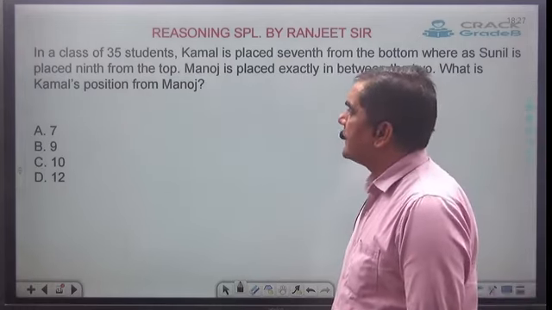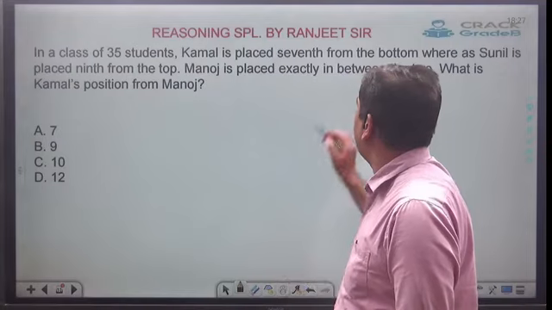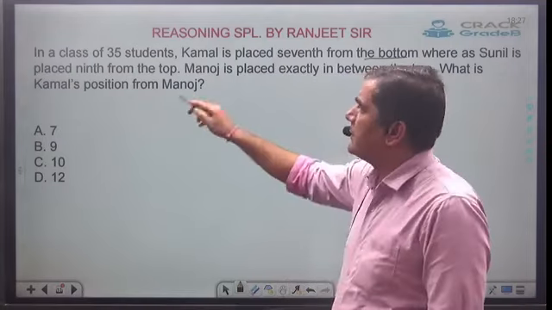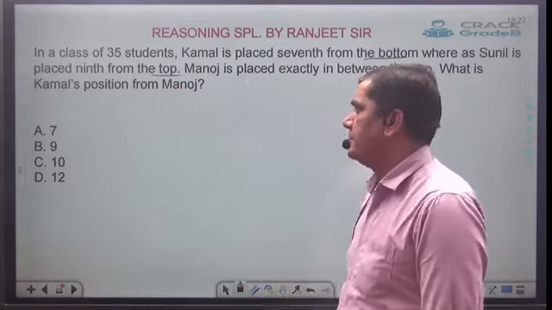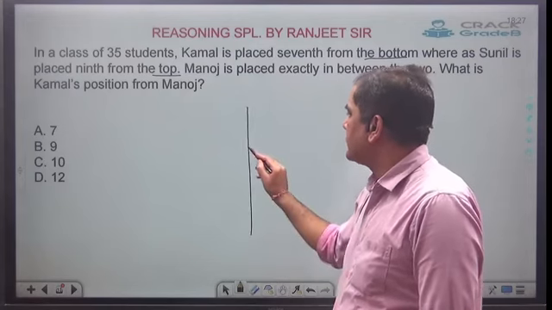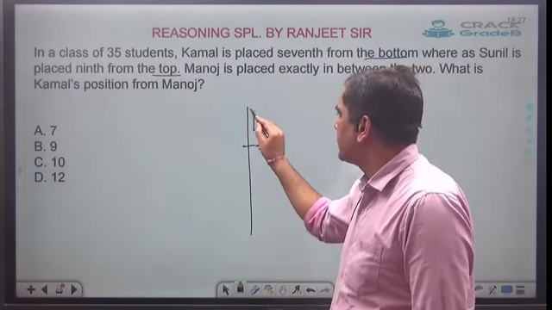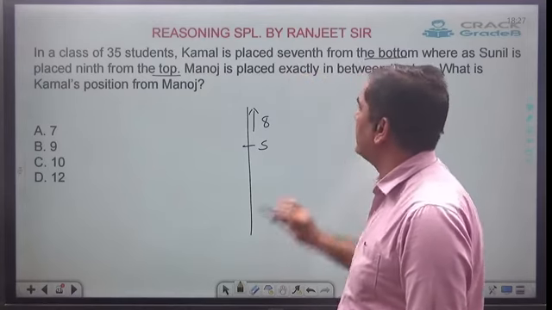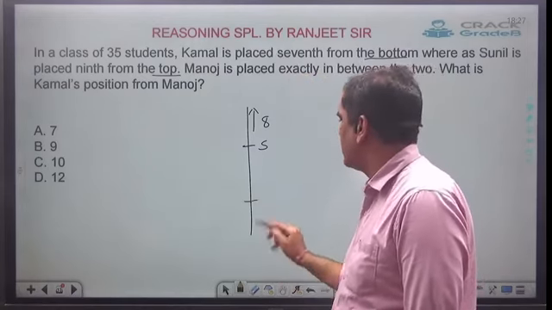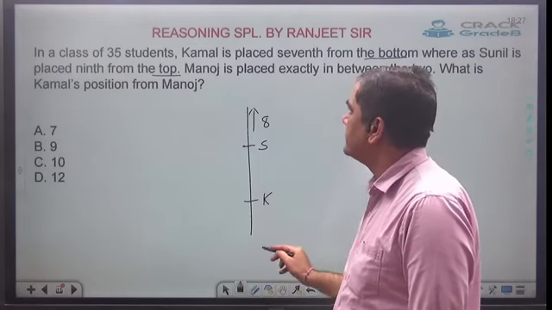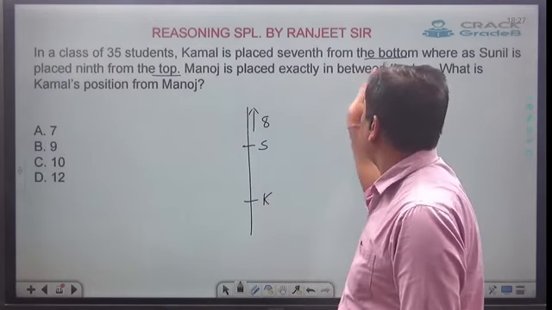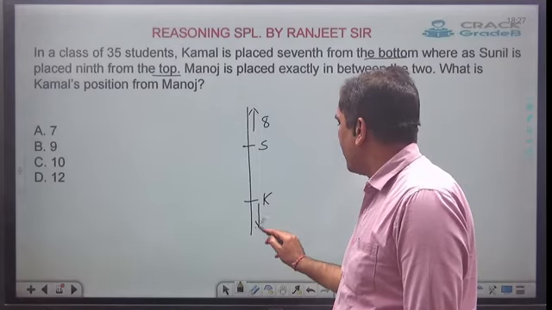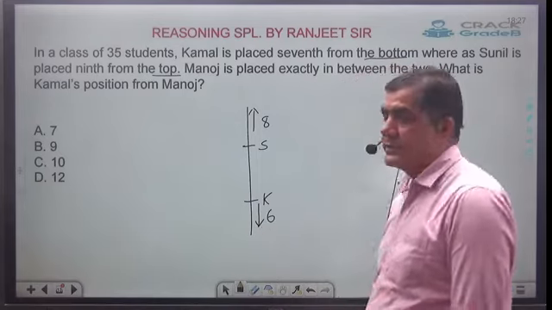In a class of 35 students, Kamal is placed 7th from the bottom, whereas Sunil is placed 9th from the top. Okay. So I will say Sunil is 9th from the top means to the top of Sunil there must be 8. And Kamal is 7th from the bottom, so to the bottom of Kamal there must be 6.